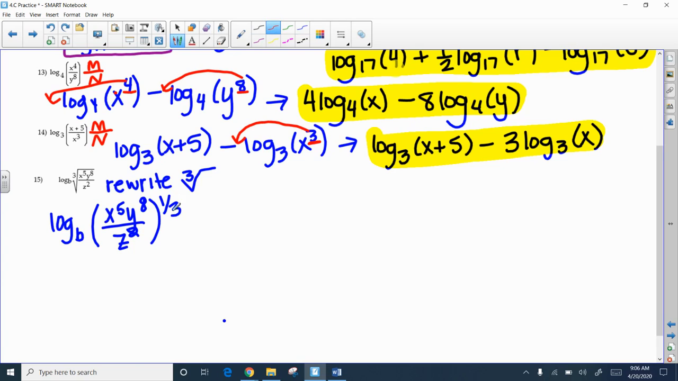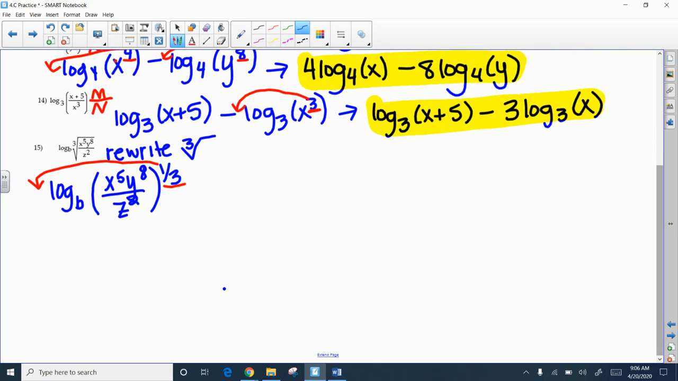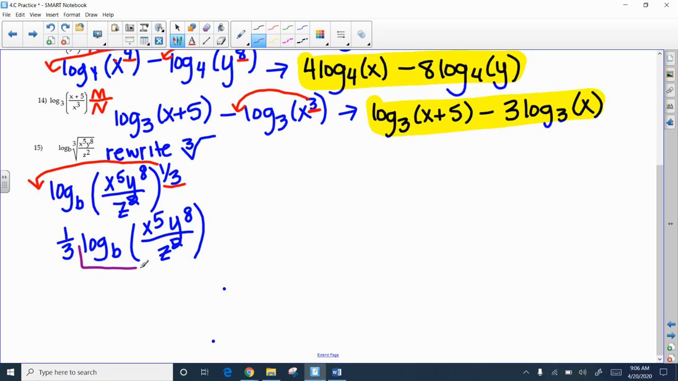The reason I need to rewrite that is because I can't separate any of this when it's all under the cube root. So I have to deal with this cube root. By changing it to a 1/3 power, now I can move that 1/3 to the front of this expression. So now I would have 1/3 log base b of x to the 5th, y to the 8th over z squared. So I moved the 1/3 to the front. Now I can expand this.